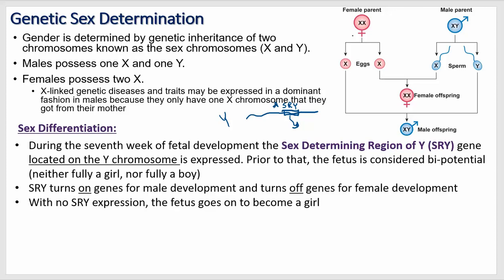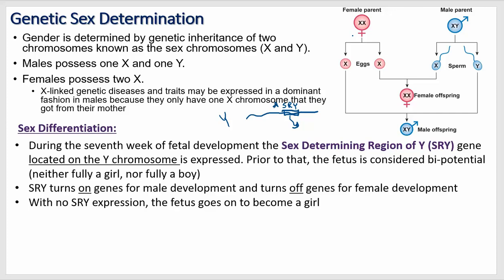All right, so before that, the fetus is considered bipotential. It's neither male nor female, but when that SRY gene is expressed on the Y chromosome, which is where it's supposed to be, then it will start turning on all of the mechanics to make a male. So this SRY turns on the genes for male development, turns off the genes for female development. With no SRY expression, the fetus will then just go on to become a girl.